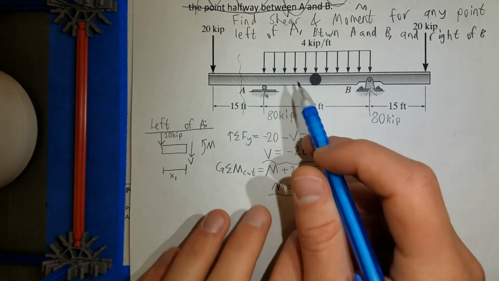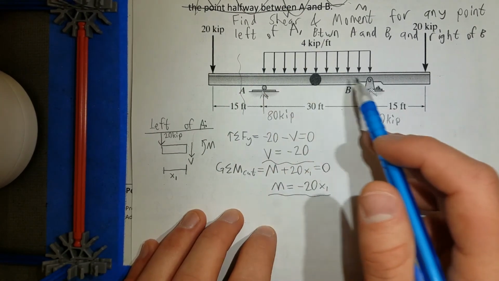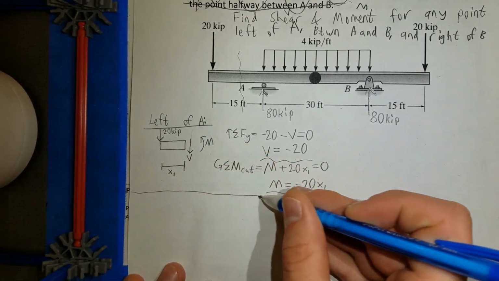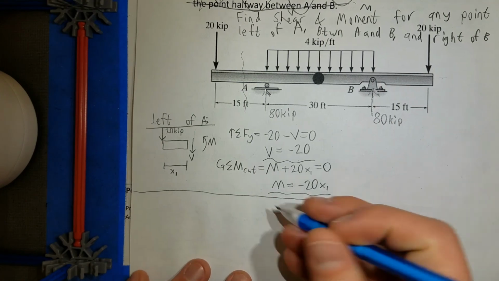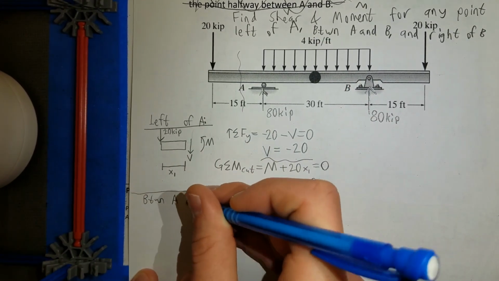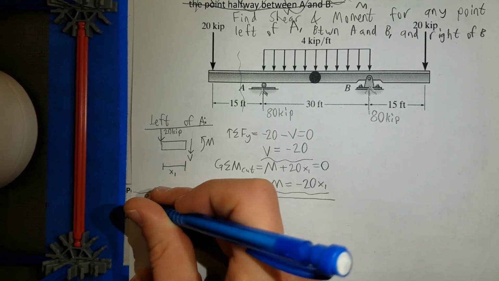Next, we're going to want to find what our formula is here in between A and B. This is where it gets a little bit trickier, but nothing we can't handle. So we're going to say between A and B.